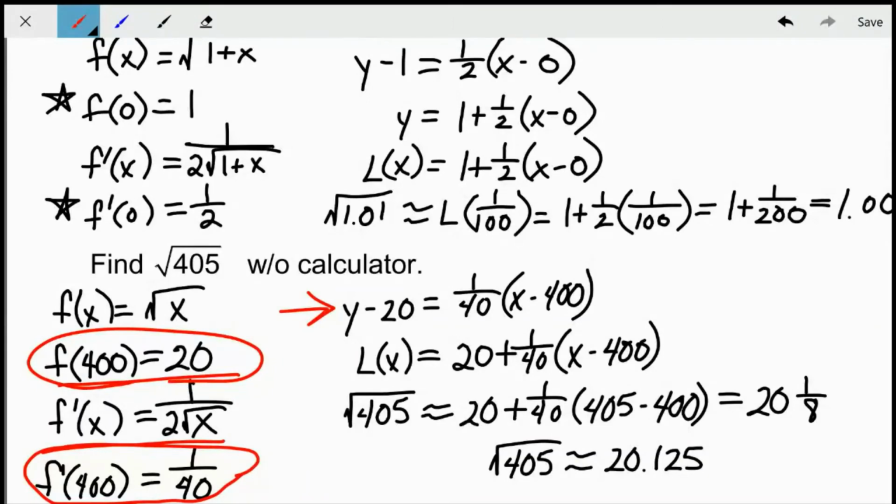Sometimes you'll see the linearization function represented by L of x. So that's the linearization function. It's 20 plus 1/40th times x minus 400. And then from there, you can see that my change in x here is actually 5 units. So we get 20 and 1/8, or about 20.125. Now, if we were to do square root of 405 on the calculator, it's actually 20.1246118. So we got a value very, very close to the actual value.